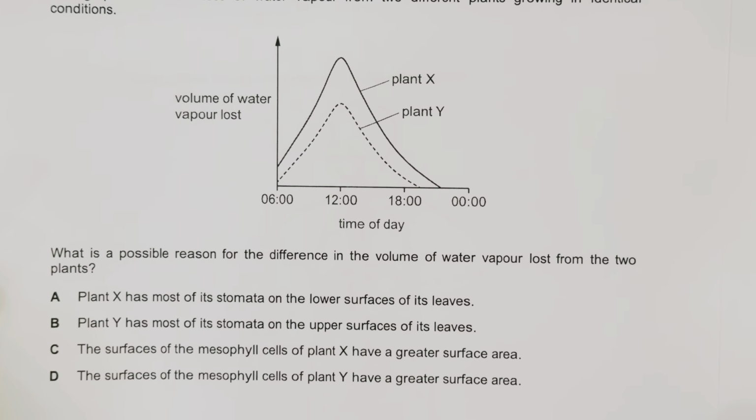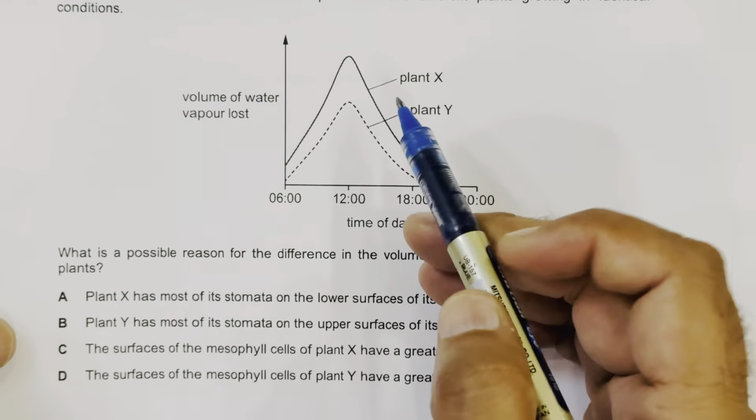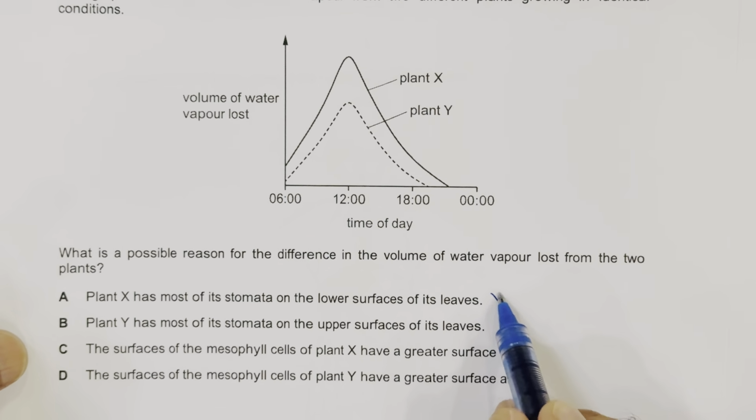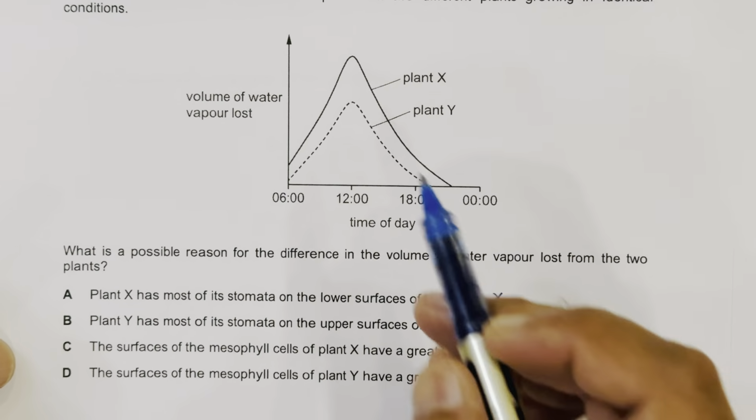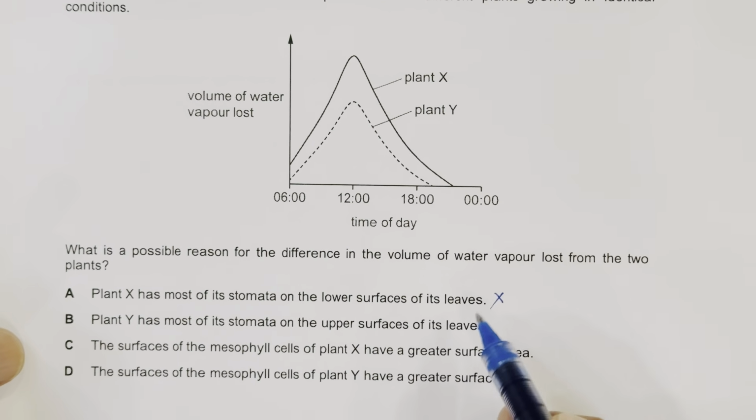Plant X has more stomata on the lower surface. No, it should have it on the upper surface. So option A is the wrong answer. Plant Y has more stomata on the upper surface. No, if it happens on the upper surface, then plant Y should have the curve above X.